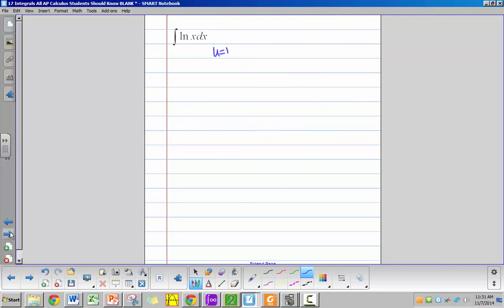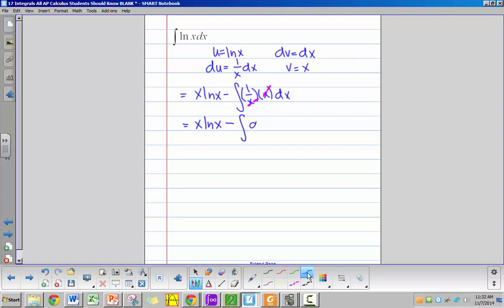Moving right along. ln x, we're going to let u equal ln of x. dv is what's left, which is dx. du is equal to 1 over x dx. v equals x. Using the formula, I get x ln of x minus the integral of 1 over x times x dx. The x's cancel, and we get x times the natural log of x, minus the integral of just dx. But that turns out to be just x ln x minus x plus c.